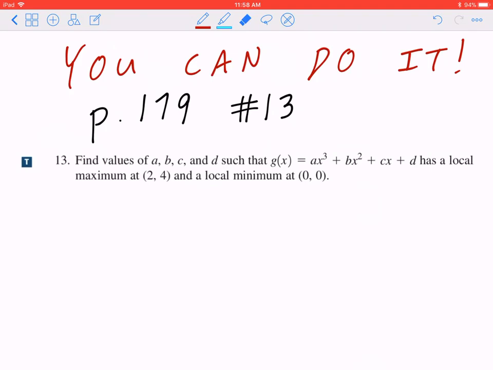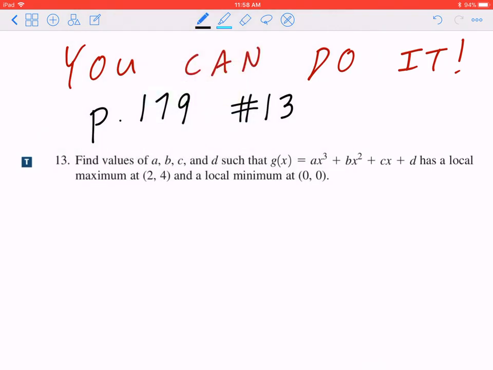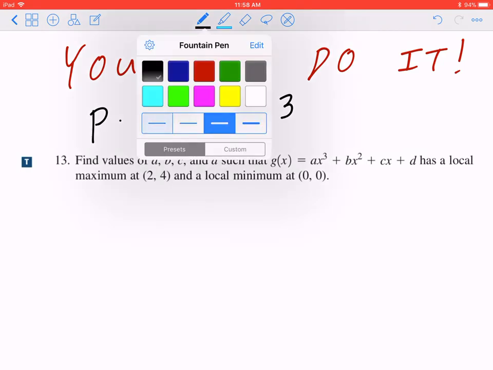Here we go. Number 13. Find the values of a, b, c, and d such that g of x equal to ax cubed plus bx squared plus cx plus d has a local maximum at 2, 4 and a local minimum at 0, 0.